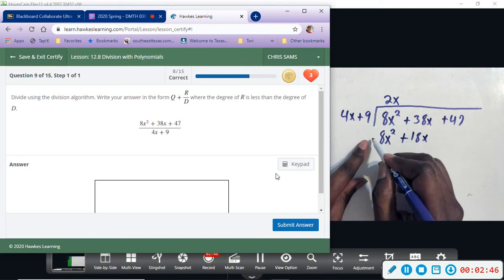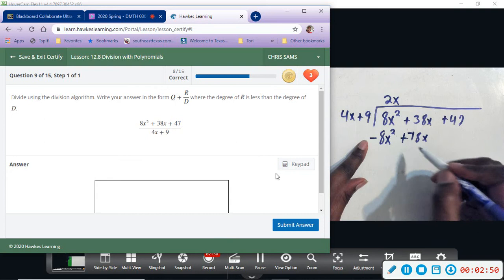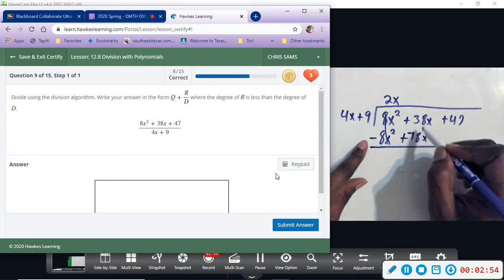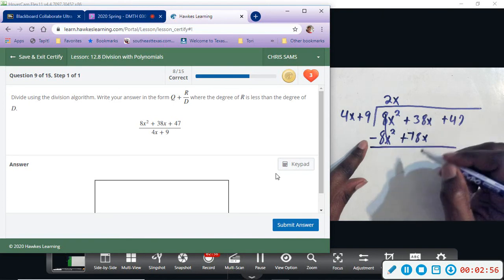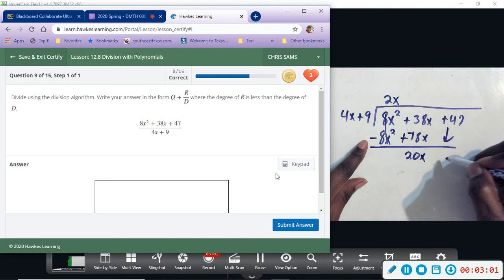Alright, change sign, so this will become negative. This will also become a negative. Put a negative right here. And then combine. That cancels. 38 minus 18 will give you a 20x. And then bring down the 47.